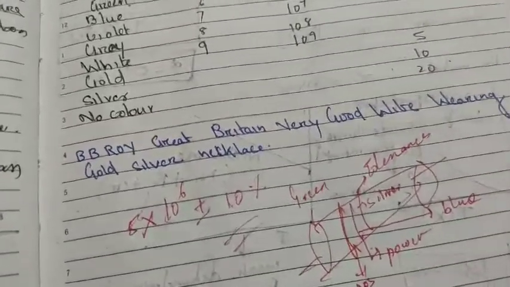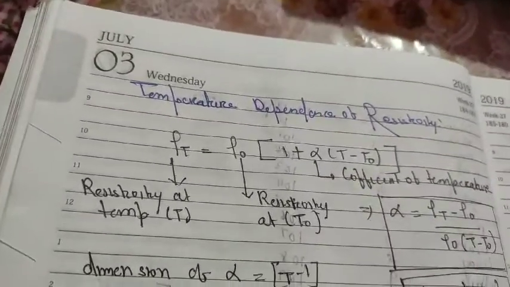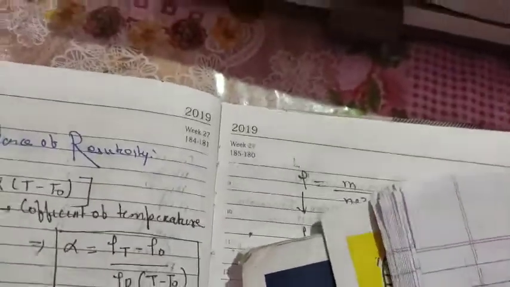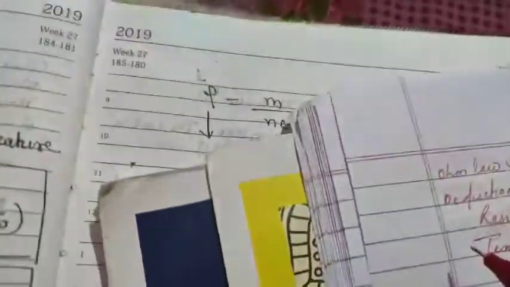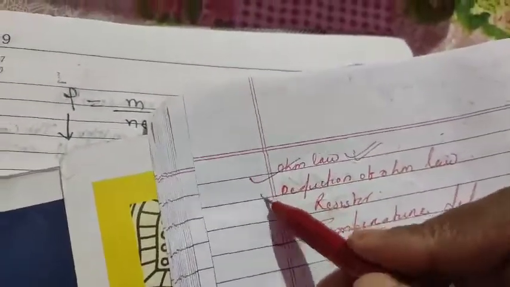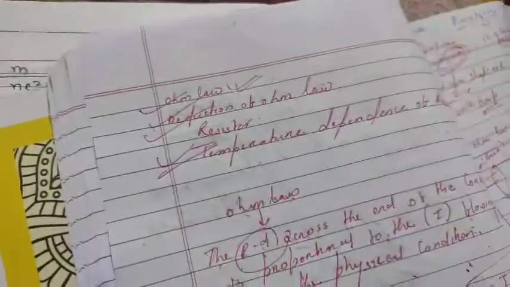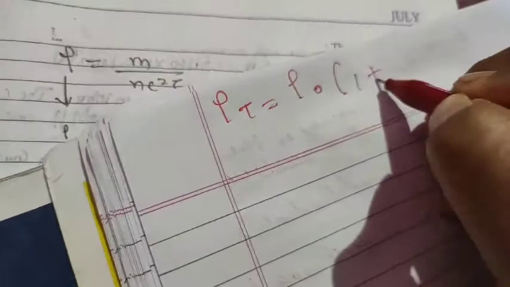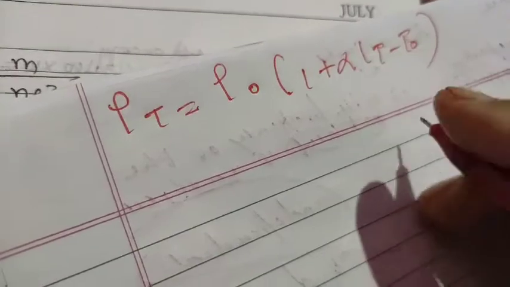Clear? Now student, today we will complete this last topic. What is that? Temperature dependence of resistivity. We have already covered Ohm's law, the deduction of Ohm's law, and resistors. Now today is temperature dependence of resistivity. In class 11 you have read rho T is equal to rho naught into 1 plus alpha into T minus T2. It is in the chapter on linear expansion and cubical expansion, in part 2 of class 11.